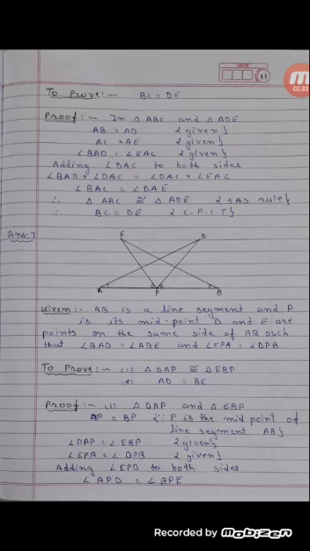So we can write triangle ABC congruent to triangle ADE, by side angle side rule. So BC is equal to DE by CPCT, we have to write.